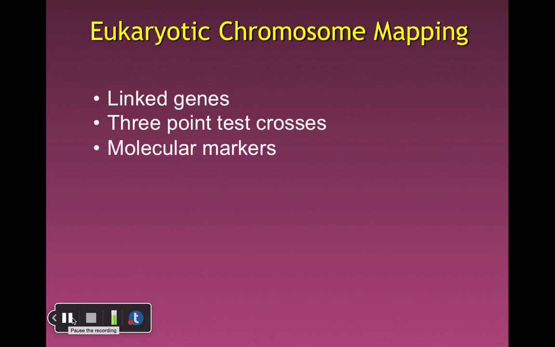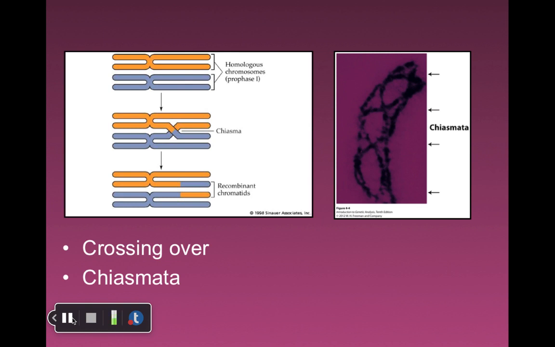This video will focus on eukaryotic chromosome mapping. Some of the major topics we'll focus on are listed on the screen there. We'll focus on linked genes, we'll use 3-point test crosses, and we'll very briefly discuss some concepts related to using molecular markers as well. So let's begin with thinking about crossing over.